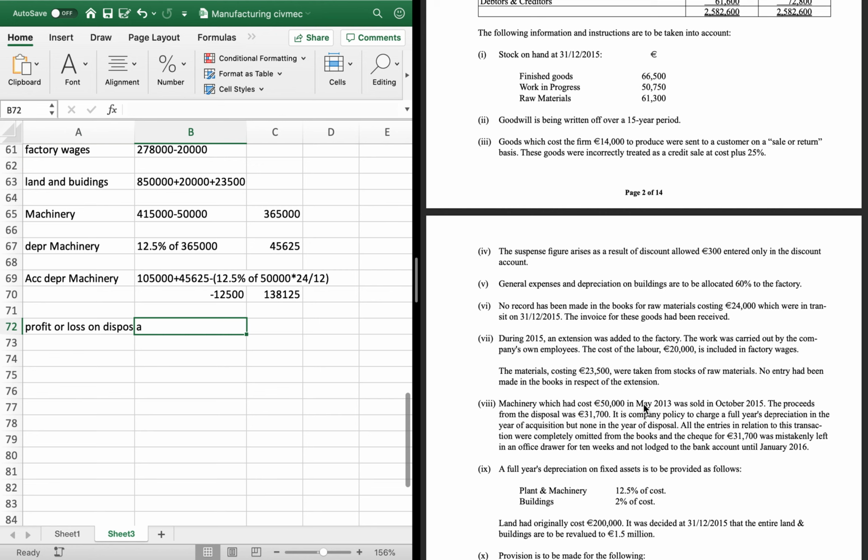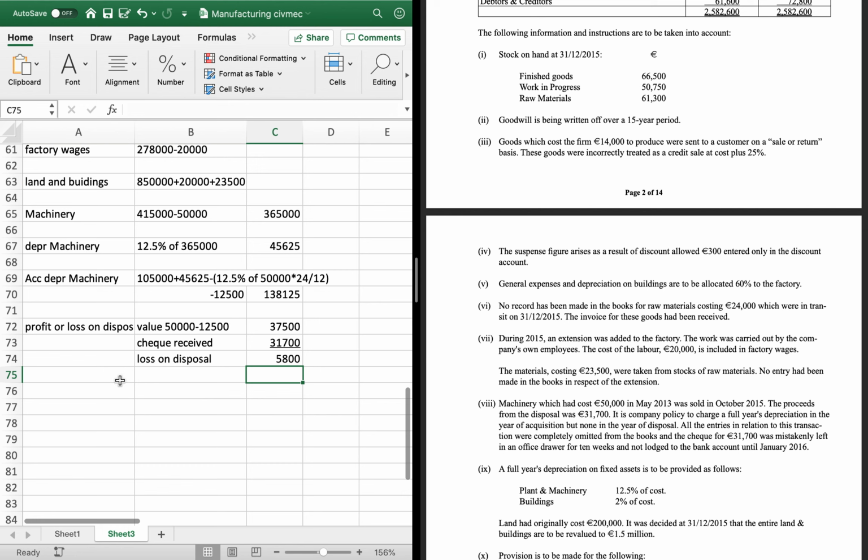So what we do, we take our value. The value is what it cost minus its accumulated depreciation, so 50,000 minus 12,500, which is 37,500. We compare that to the allowance we received, and in this case it's not an allowance, it's a check you received. You received the check for 31,700. Therefore, you received less than what it's worth, so it's a loss on disposal of the difference between the two. So it's a loss of 5,800. Okay.